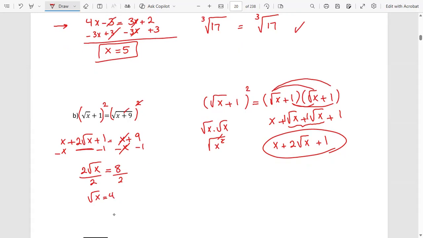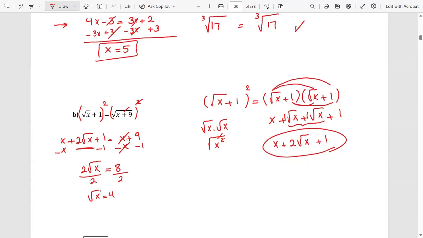Now it's time to raise to the power. We raise both sides to the power of 2 because the index is 2. And this time the root and the power cancel each other. And on the other side, 4 squared is 16. And that's the final answer.